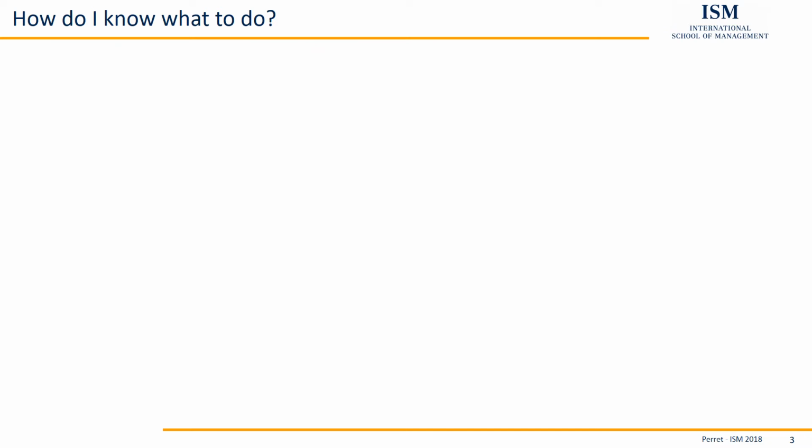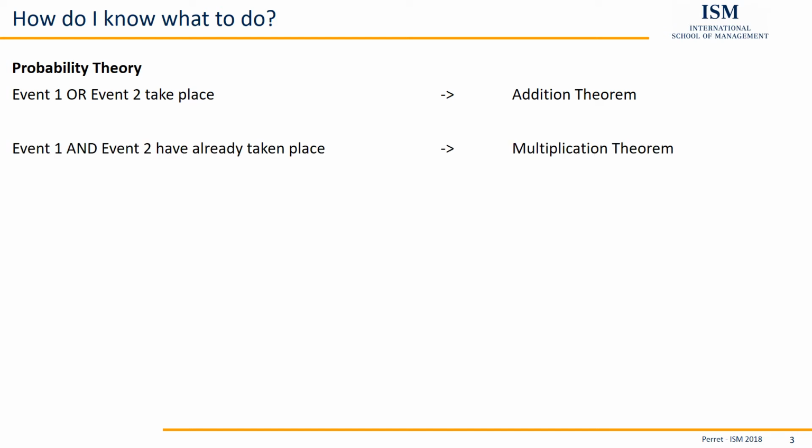So what we can then do first is consider the part on probability theory. And here the first thing is if I have, like, event 1 or event 2 occur or take place. When it's with an or, what you might have to use is the addition theorem. If instead of the or, you clearly have an and, so both events should have already taken place, so both things should have been realized already, that's the multiplication theorem.